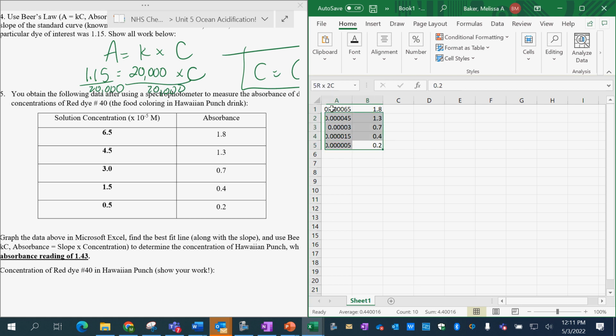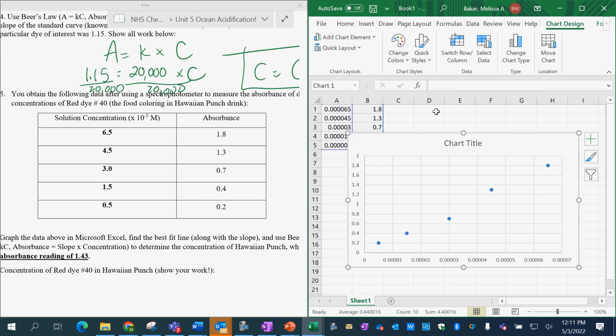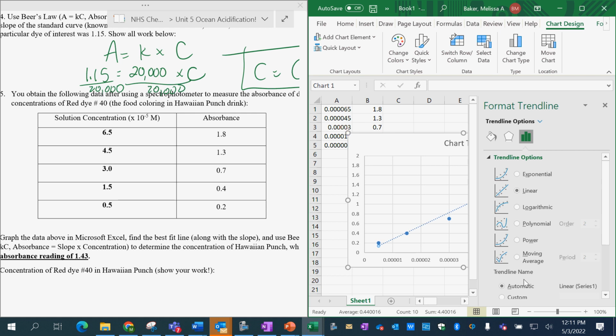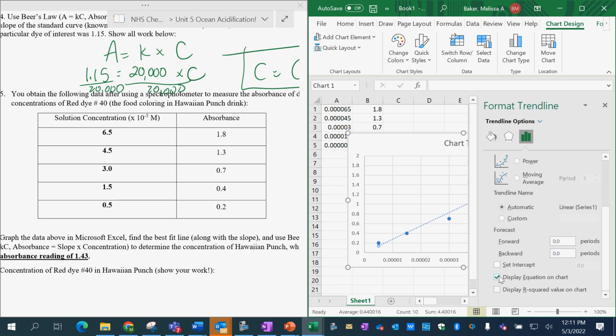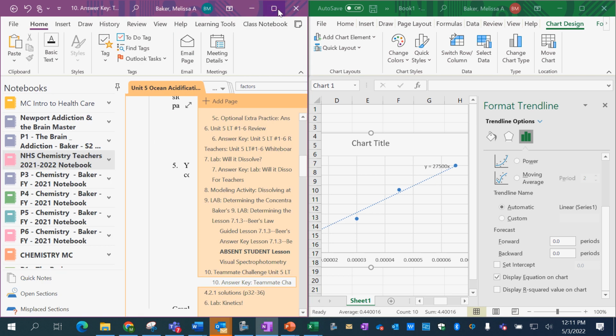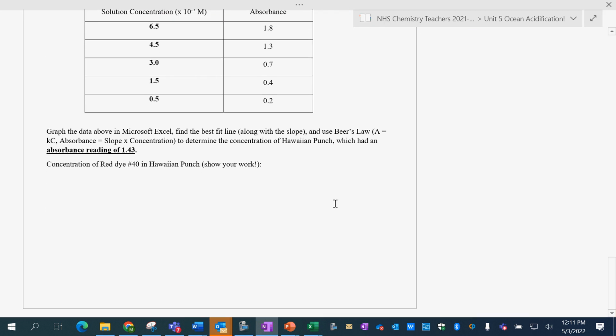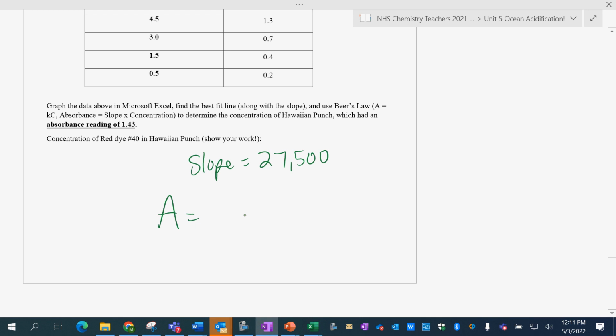So I'm going to highlight the data and I'm going to insert a scatter plot, and I am going to add a trend line, and I'm going to display the equation so that I can see the slope. It is 27,500. Slope equals 27,500. So absorbance equals slope times concentration.